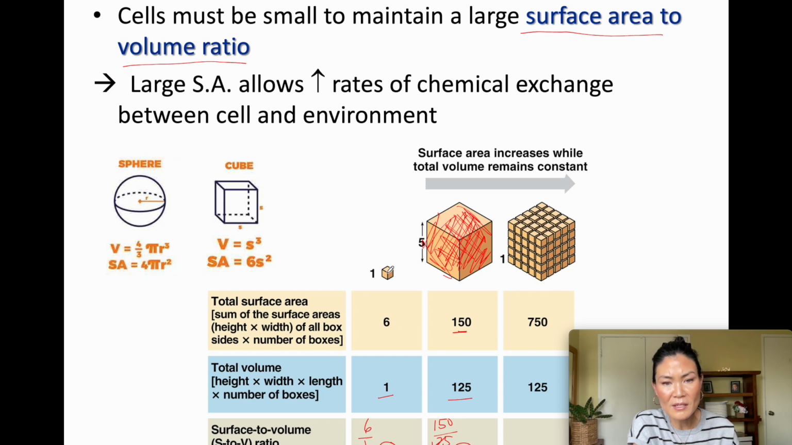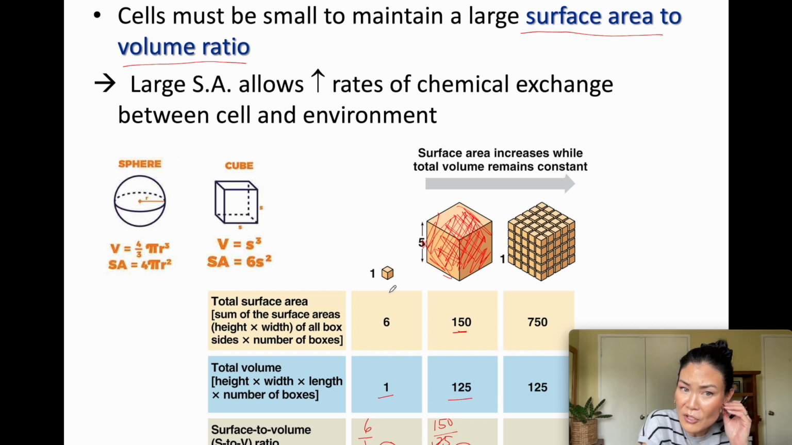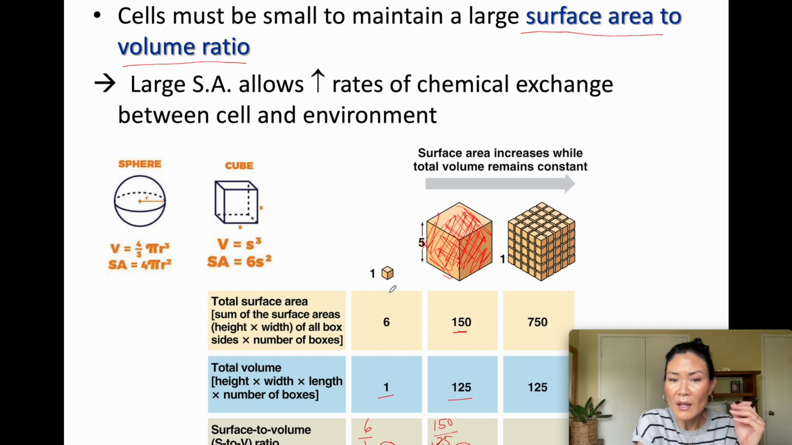Okay, so this is why cells are small, because that larger surface area to volume ratio increases the rate of chemical exchange between the cell and the environment. And you know, we are multicellular. We're made up of many cells, and each cell is very small, which increases the surface area to volume ratio.